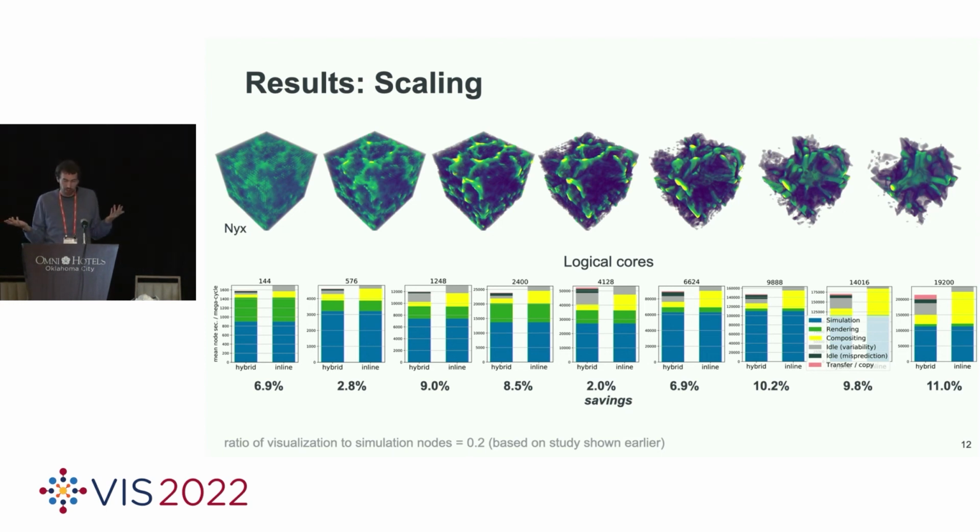But our approach suffers from this as well, but to a much lesser extent, as only visualization nodes are involved in the compositing. While there are increasing transfer and copy times with hybrid, we can see that significant savings can be achieved across small to high core counts.